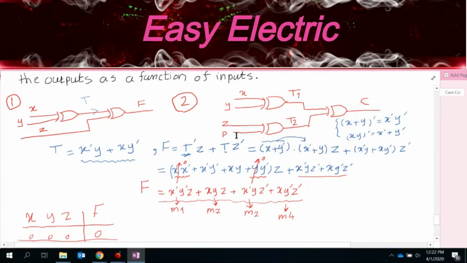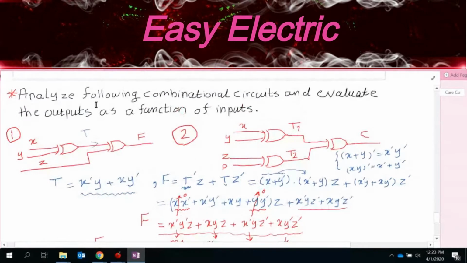So let's have the second example. The second example is this, okay? So you have this circuit, which has four inputs, X, Y, Z, P. So this is the circuit configuration.